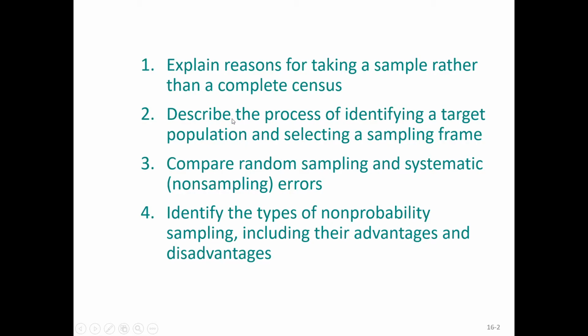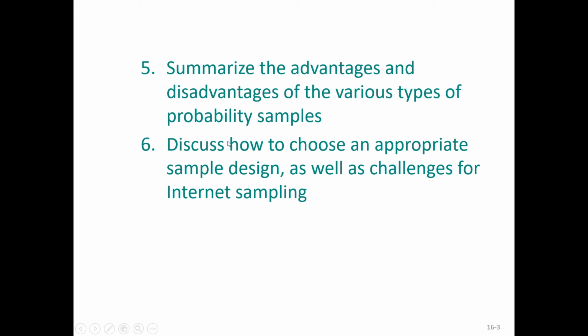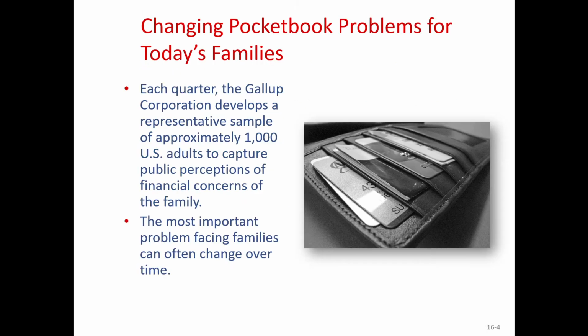So after studying this chapter, we should be able to explain reasons for taking a sample rather than a complete census, describe the process of identifying a target population and selecting a sampling frame, compare random sampling and systematic non-sampling errors, identify the types of non-probability sampling, including their advantages and disadvantages, summarize the advantages and disadvantages of different types of probability samples, and discuss how to choose an appropriate sample design, as well as challenges for internet sampling.